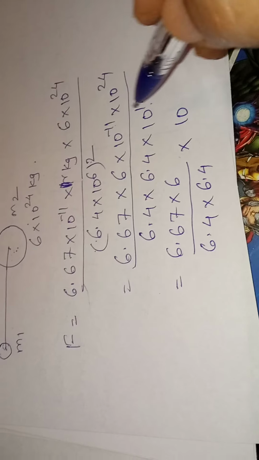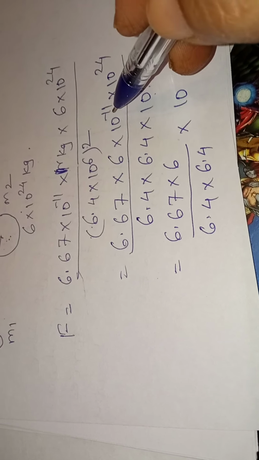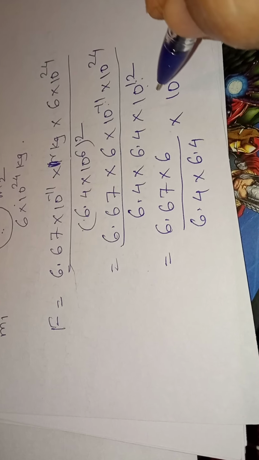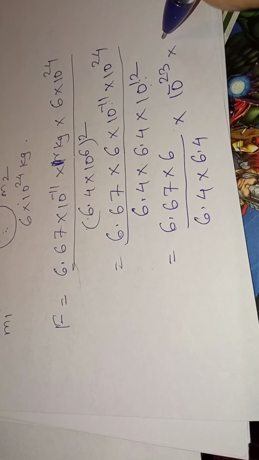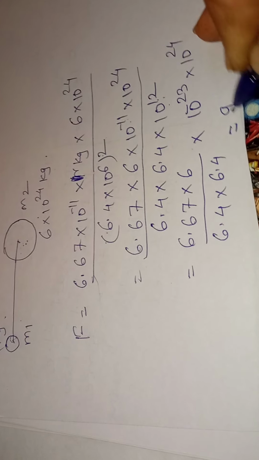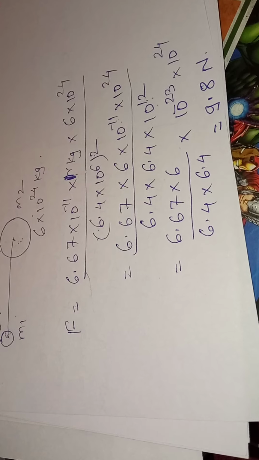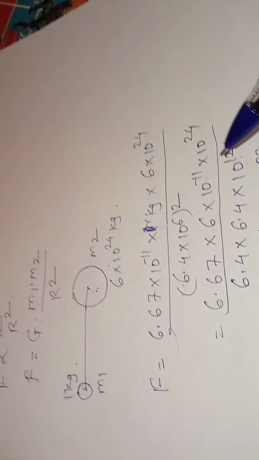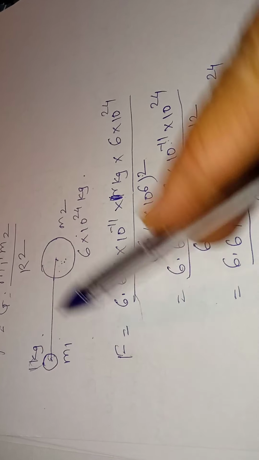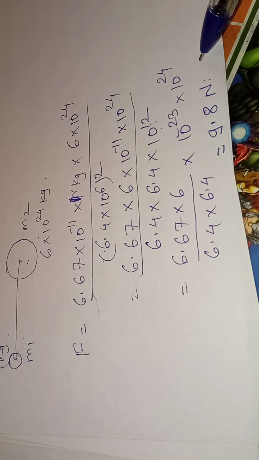If this goes in the numerator, plus 12 will become minus 12, minus 11 minus 12, the value is minus 23, into 10 raised to 24. The total value of this is 9.8. Force, its SI unit is Newton. That is, the gravitational force between an object of mass 1 kg and the earth is 9.8 Newton. Okay.